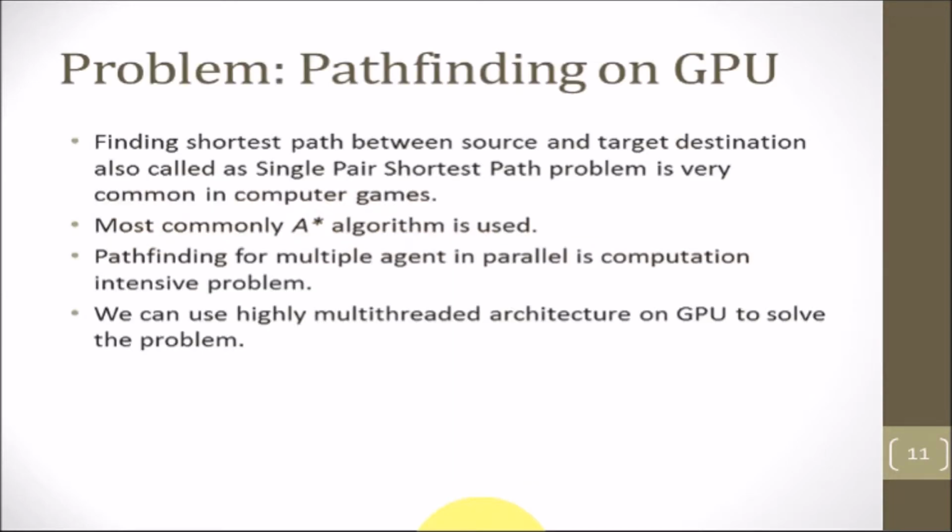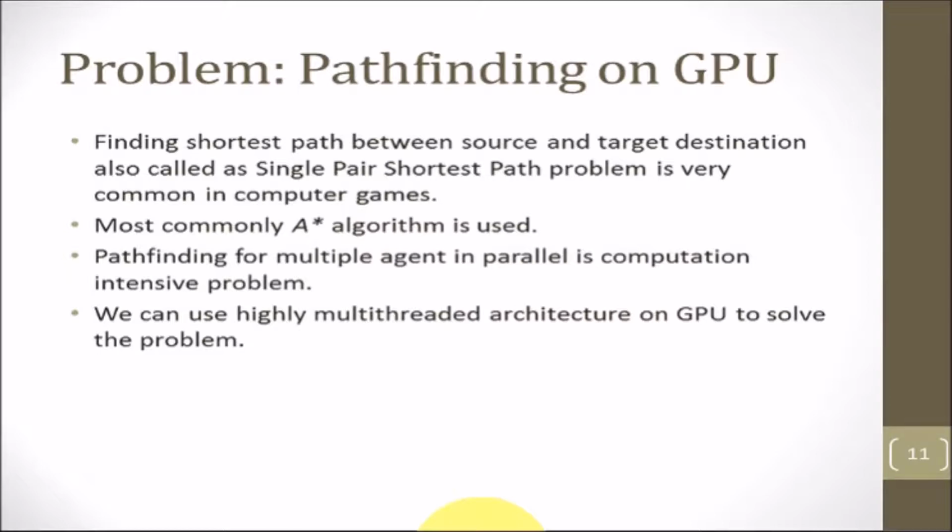Now we will look into the related discussion of the research work which has been done by researchers until now. First, the problem that we are trying to solve here is pathfinding on GPU, because finding the shortest path between source and destination, which is also called the single pair shortest path problem, is very common in computer games, and a very common algorithm which has been used since the last few years is the A-star algorithm.